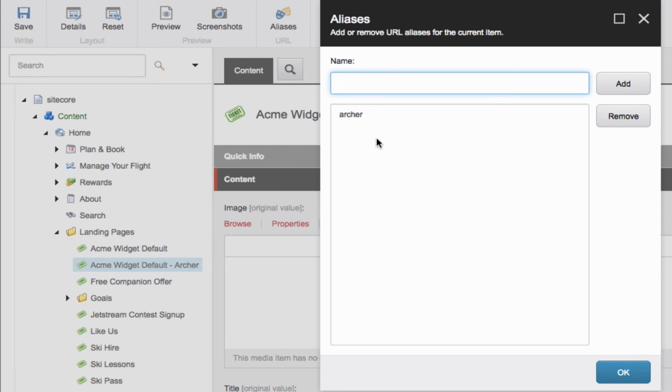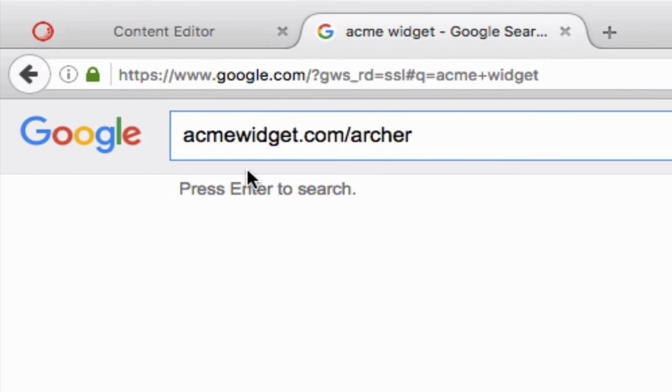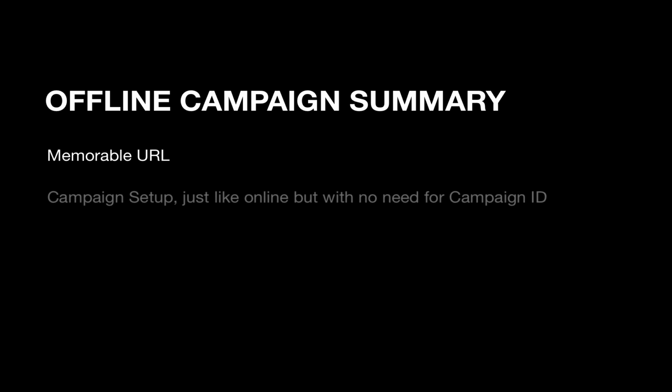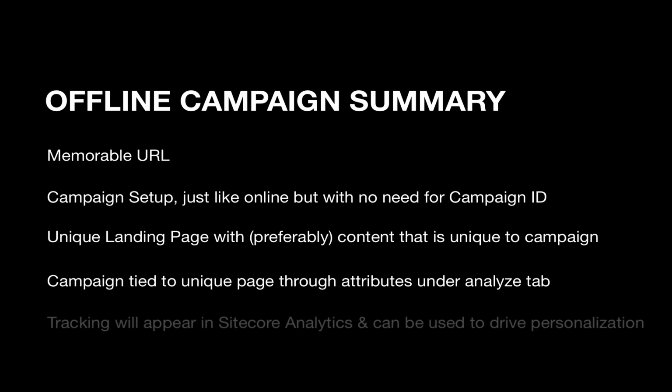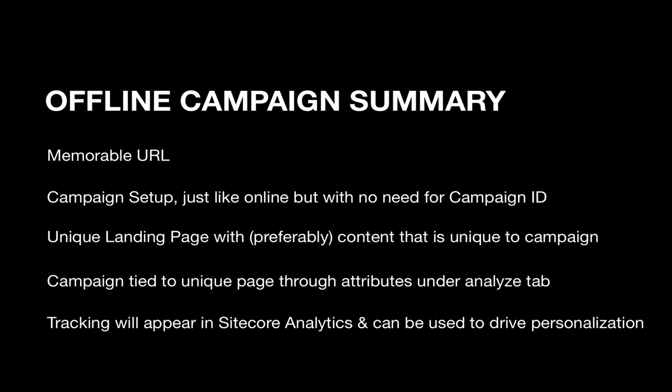The alias will appear immediately after your root domain, as in acmewidget.com/Archer. It replaces anything that would come after the slash. This new simplified alias URL is what is used in your offline media and is easy for your customer to remember. To sum up, building an offline campaign hinges on creating a memorable URL for your user. Once they navigate to this unique page, Sitecore will begin tracking all activity to the related campaign. Just like online campaigns, that tracking will appear in analytics and can be used to drive personalization.